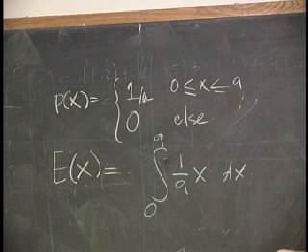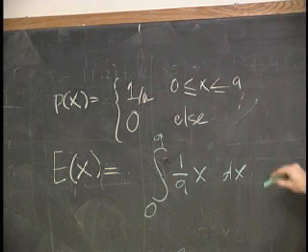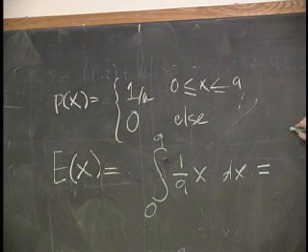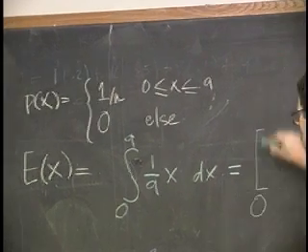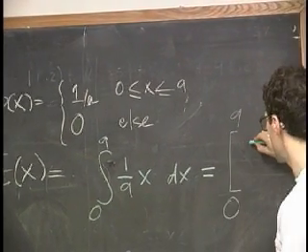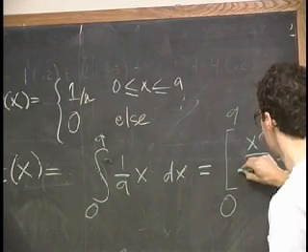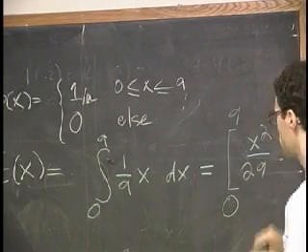So this is a pretty easy integral to do, and we can do it in exact form. So that's from 0 to A of x squared over 2A.